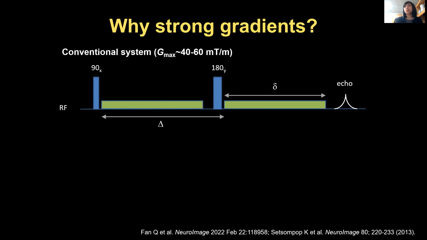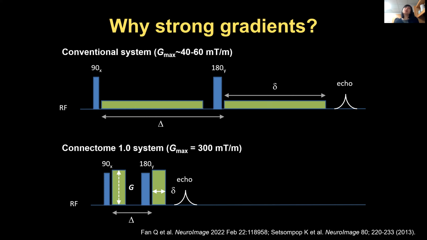So why do we need strong gradients? Well, in a conventional MRI system, with a Gmax of typically 40 to 60 millitesla per meter, in order to achieve strong diffusion weighting, these diffusion encoding gradients must be played out for a long time. This really limits the minimum diffusion time that can be achieved and pushes out the signal acquisition to long echo times, thereby diminishing SNR due to T2 relaxation related signal decay.